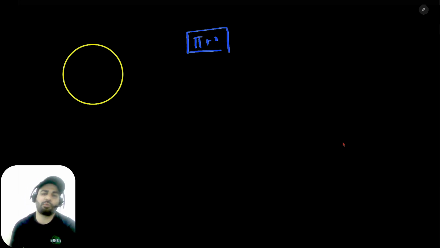Let's suppose this is the circle we have at hand. As you know, the area of a circle is pi r square. So why do we get this pi r square? This is our question. We want to find the area of the circle. That's the question in our hand. So what to do about this?